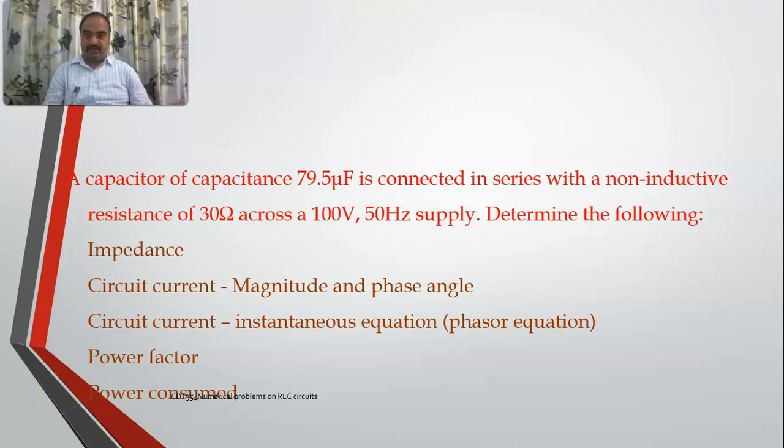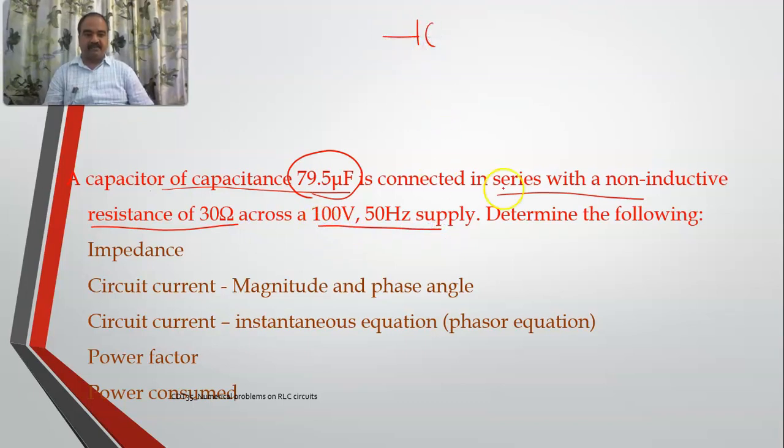Now moving on to our next problem. In this case, there is a capacitor of capacitance 79.5 microfarads connected in series with a non-inductive resistance of 30 ohms across a 100 volts 50 hertz supply, which means the capacitance is connected in series with a resistor, and it is across a 100 volts AC supply.